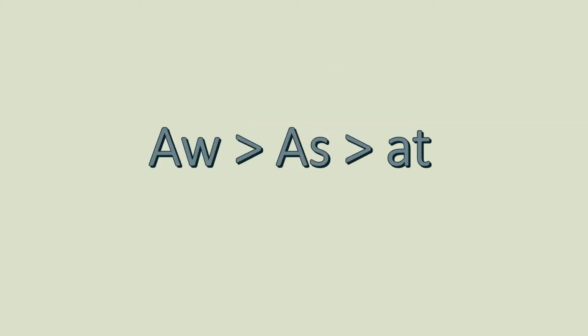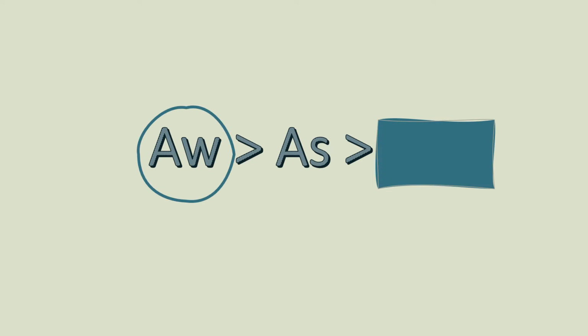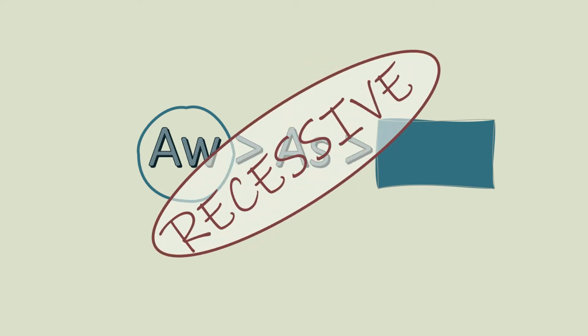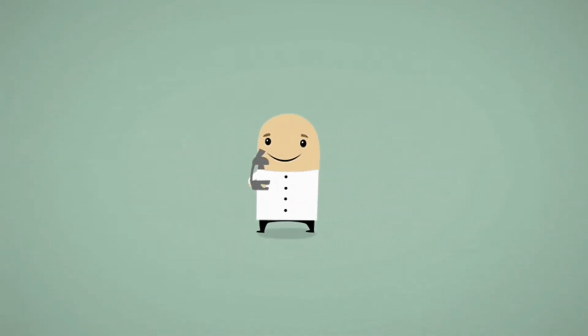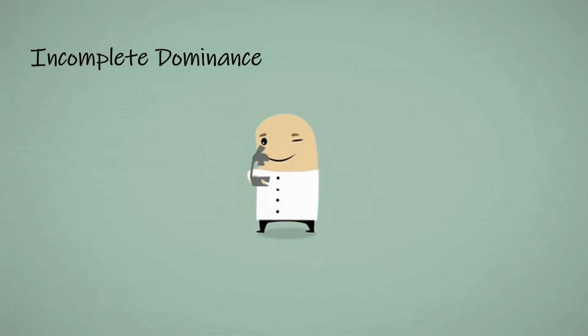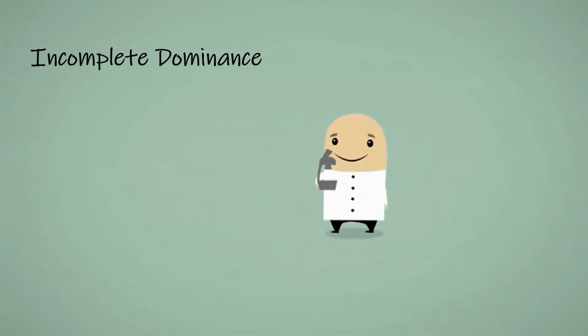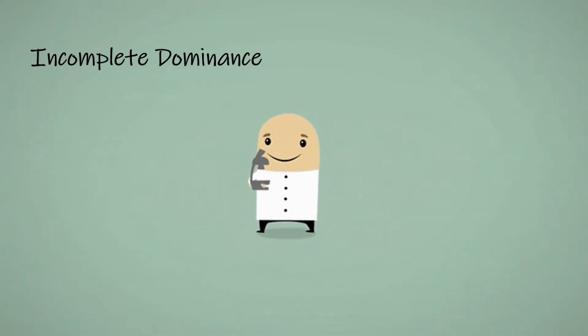Now, if we go the opposite direction and we remove the AT from our situation altogether, we know that our AW is going to be dominant over the AS, making our AS recessive. Okay, so we've had one situation where the AS can be dominant and one situation where the AS can be recessive. And that is what we're going to call incomplete dominance.